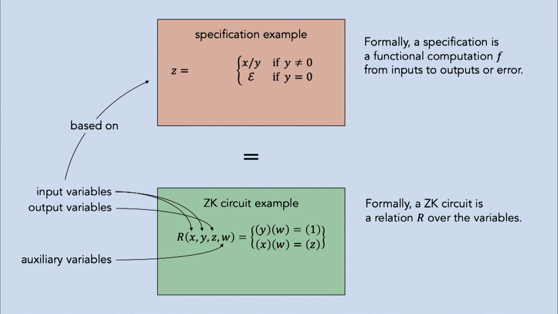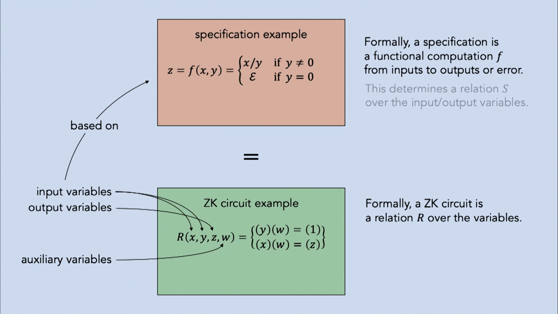So let's put it here in the box. In this case we have f of x, y equals either the quotient or an error. Okay. So now we have R and F. But how can we relate them formally? One is a function, one is a relation. You cannot quite relate them directly. But we can define a relation from F over the input and output variables like this. Let's call it S for specification.